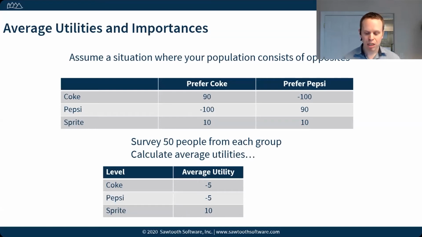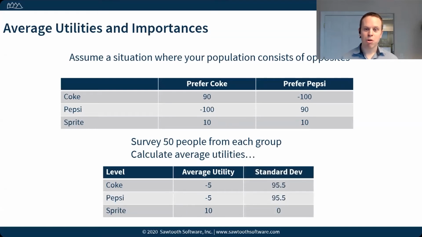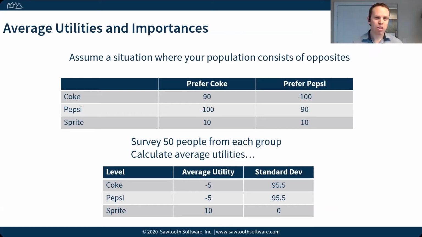Now, hopefully you would notice there are enormous standard deviations or standard errors on your averages. Hopefully you'd be looking at distributions and noticing that it's a large bimodal distribution. Hopefully you'd run some simulations and understand that in actuality, nobody chooses Sprite when I run simulations. So you can't simply trust average utilities when they come out of your models. You really need to be digging a little deeper to make sure that you're getting the whole picture on things.